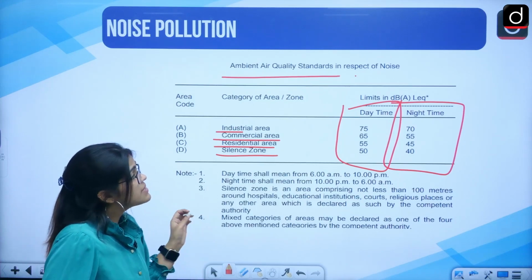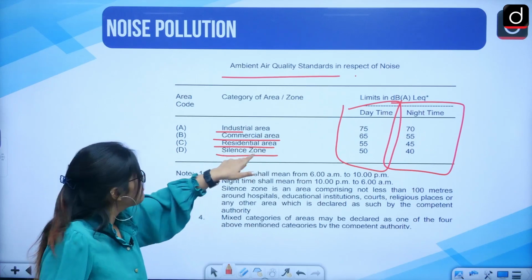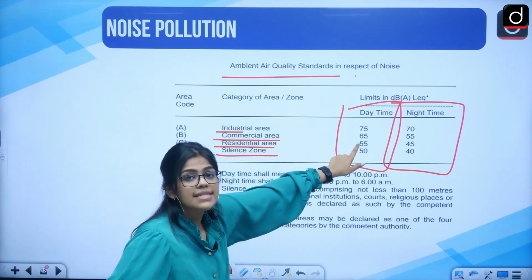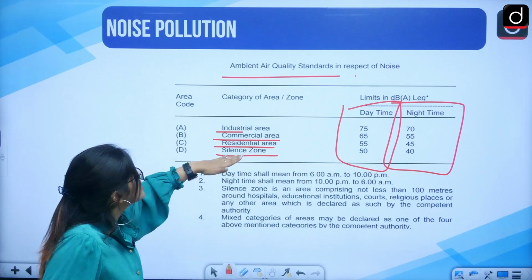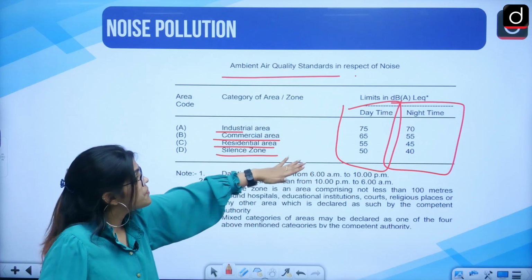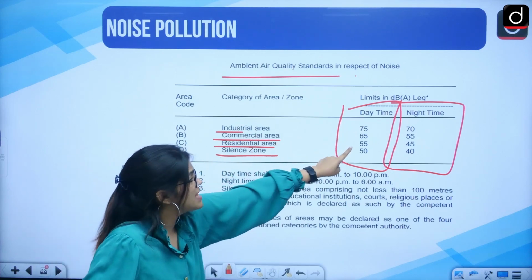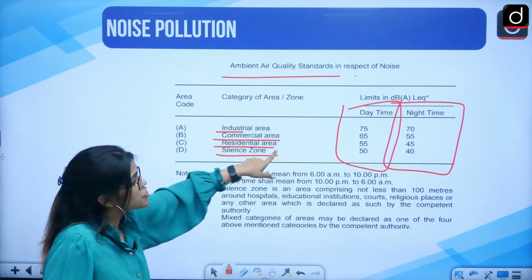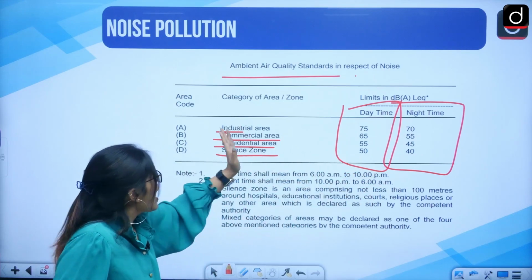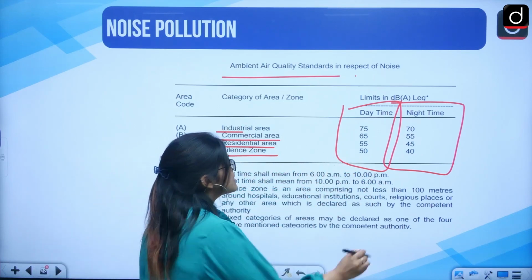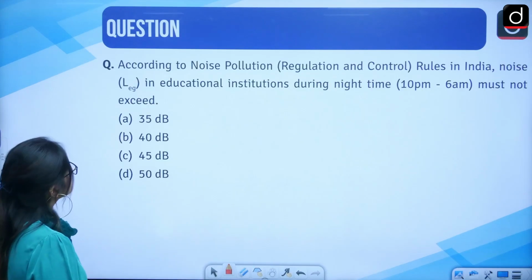So in the daytime, 75 is the limit when it comes to industrial area. In the commercial area, you see it is 65. Then in the residential area it is 55. Then in the silent zone it is 50. And in the night time, in the industrial area it can go to 70 decibel, in the commercial it can go to 55, in the residential it can go to 45, and in the silent zone the noise can go to 40 decibel. A question was also asked from it.